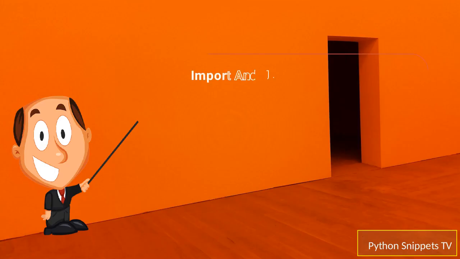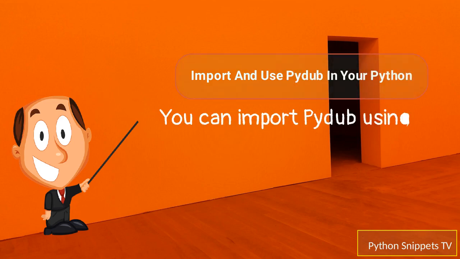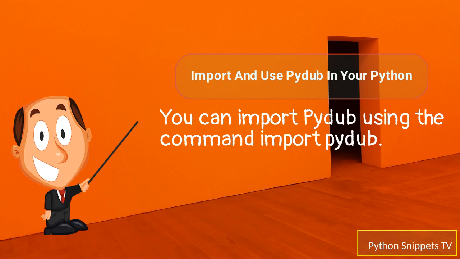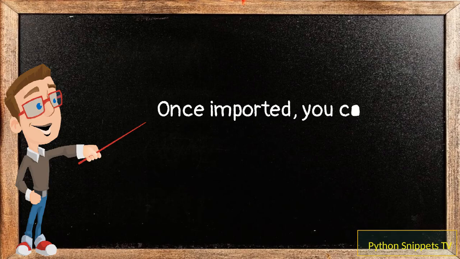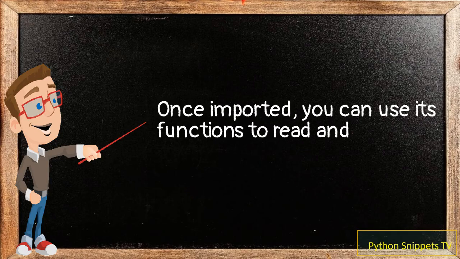How can you import and use Pydub in your Python program? You can import Pydub using the command import pydub. Once imported, you can use its functions to read and write MP3 files.